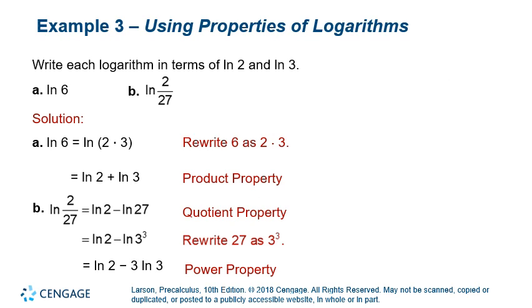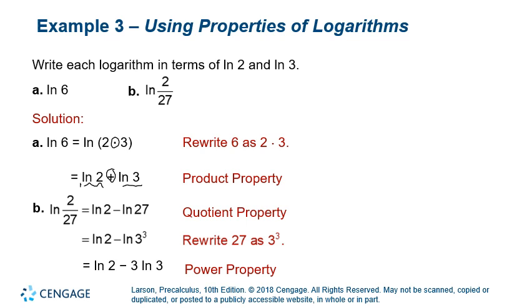So here's a couple of examples. They actually do not want us to use a calculator. They want us to write each logarithm in terms of natural log 2 and natural log 3. So if we think about the natural log of 6, we know that 6 is the same as 2 times 3. Using the product property, we can expand that to the natural log of 2 plus the natural log of 3, because that's multiplication.